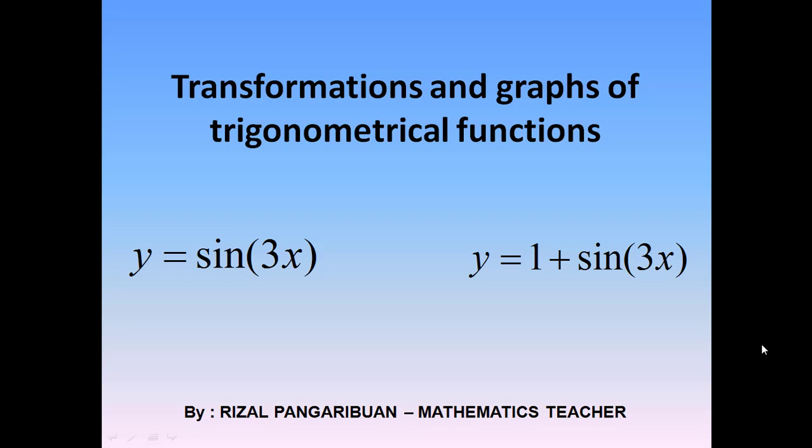This time we will continue the transformation and graph of trigonometrical functions, how to draw trigonometry in a graph. This is what we have studied before, but I will review for some.